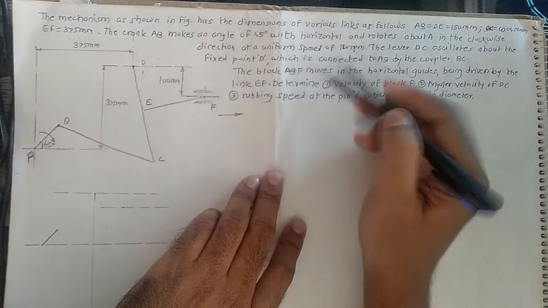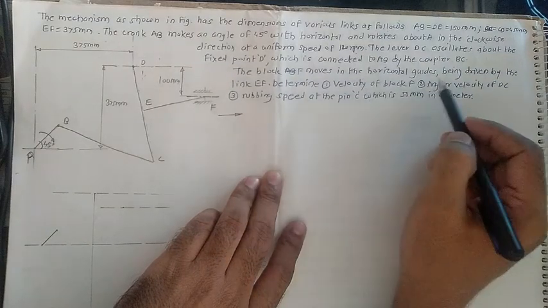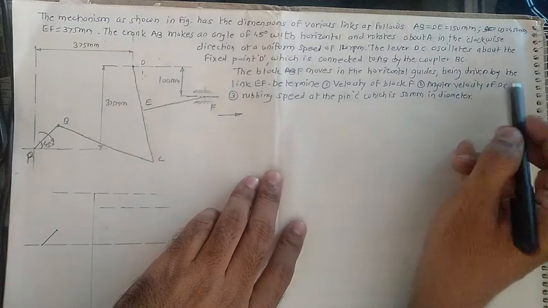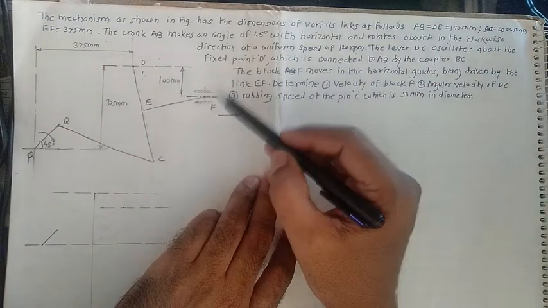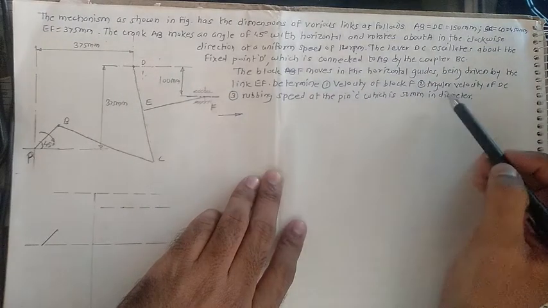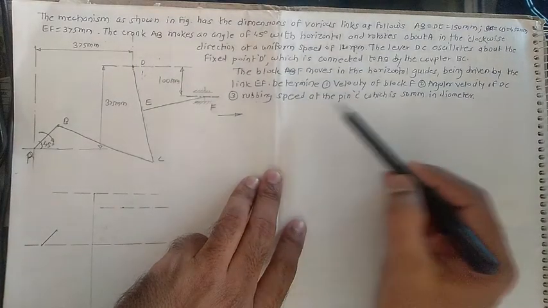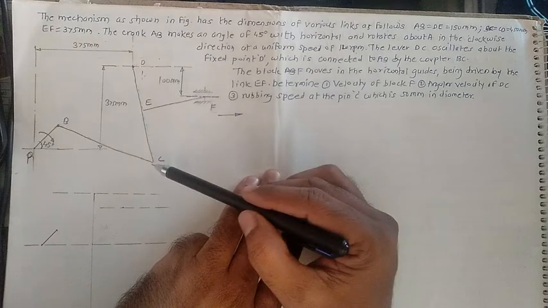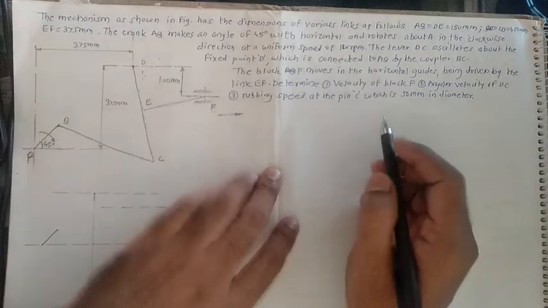The block F moves in horizontal guides, being driven by the link EF. Determine the velocity of the block F, the angular velocity of link DC, and the rubbing speed at the pin C, which is 50 mm in diameter. Okay, so first of all, write out the given data.